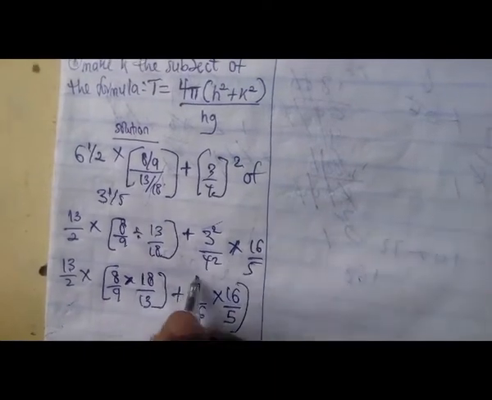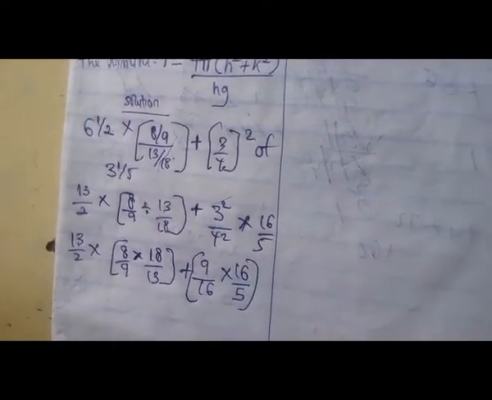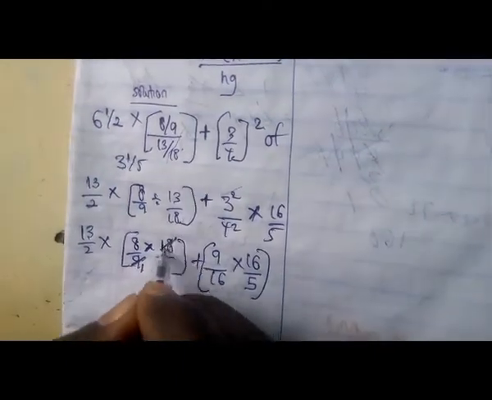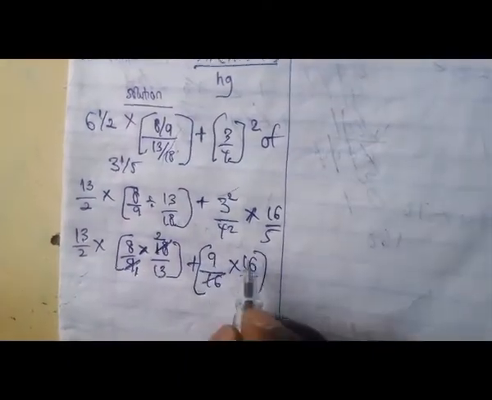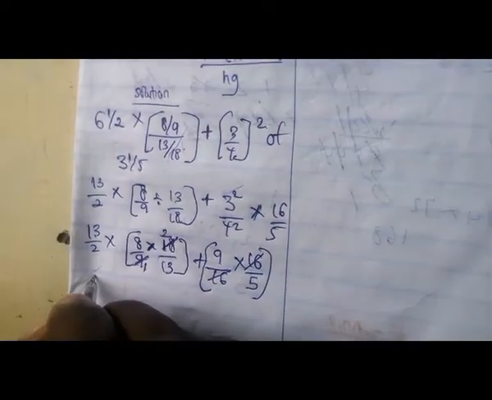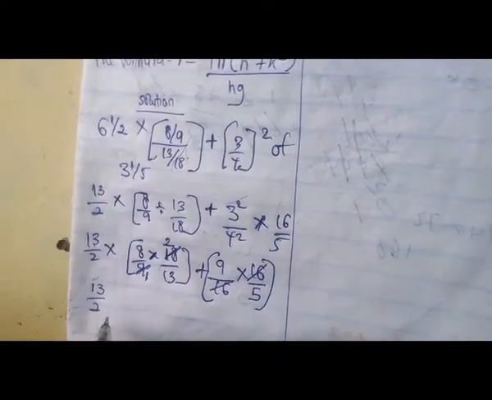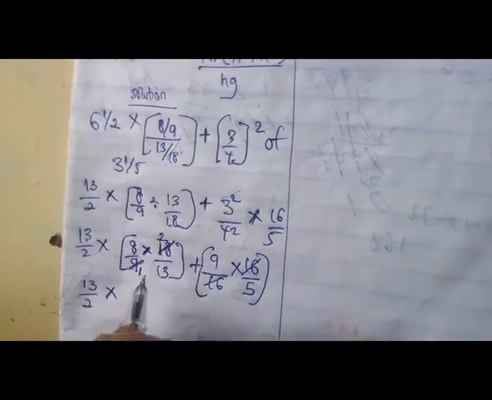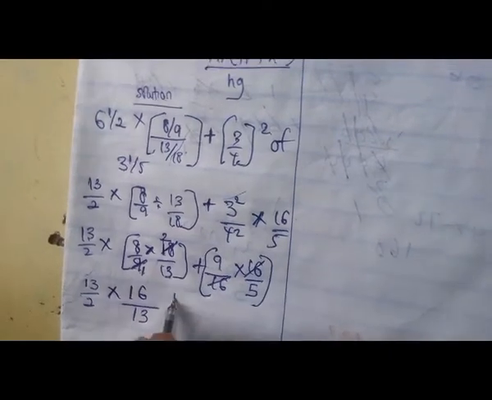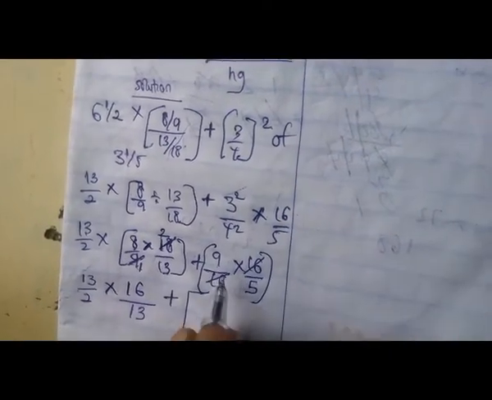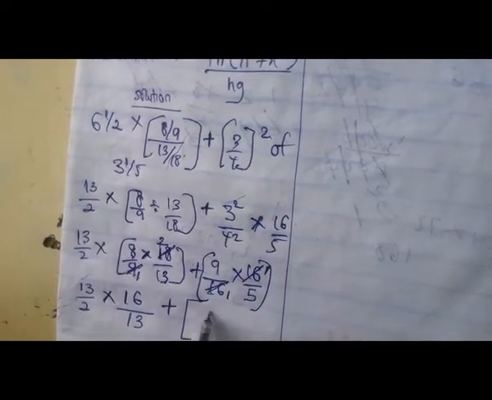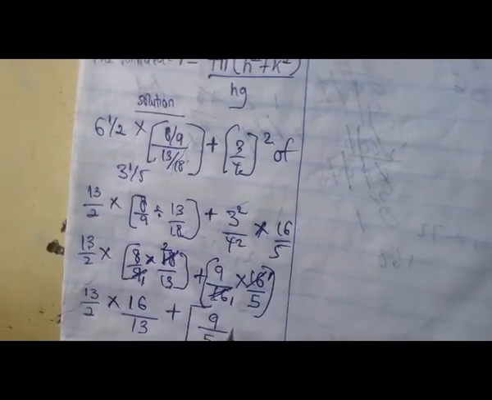Let me put this in brackets so that it will not confuse what you are doing. Let's cut: 9 in 9 is 1, 9 in 18 is 2. 16 here cancels 16 here. You understand? So it will now become 13 over 2 times 8 times 2 is 16. 1 times 13 is 13, plus bracket 9 times 1. 16 cancels 1. 9 times 1 is 9 over 5.